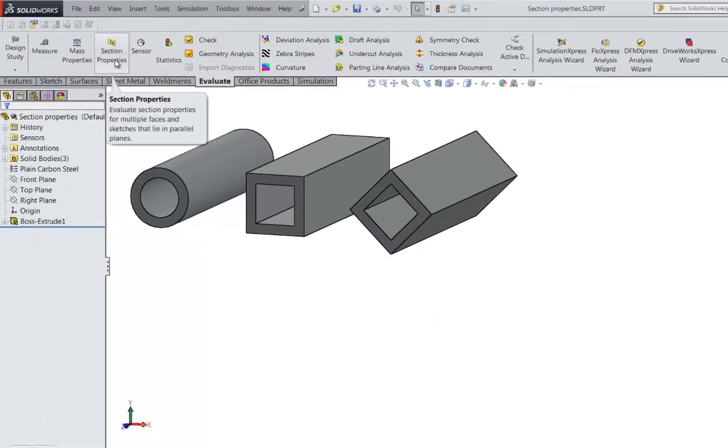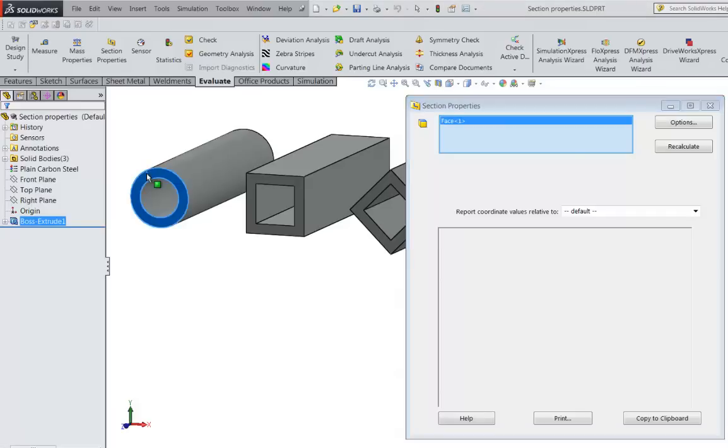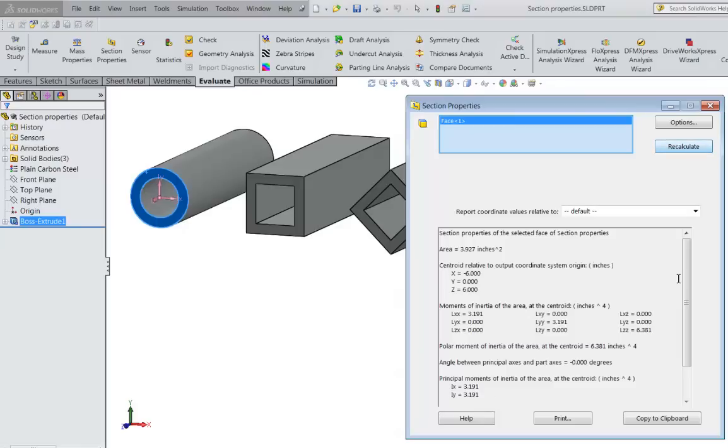We need to come here to the section properties. And the section properties are based on a cross-section. So in this blue area here, I can choose a cross-section by selecting either a sketch or a face. Let's select this face, which is the cross-sectional area of that beam. If I select Calculate, you'll notice that it's telling me that the cross-sectional area is 3.927 inches squared.